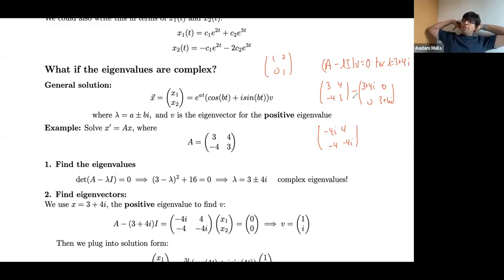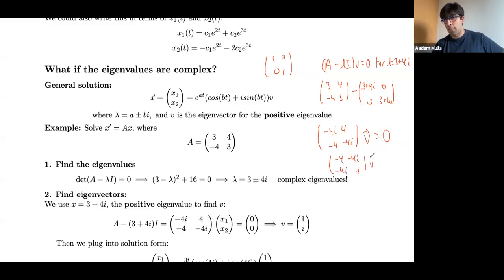Now the goal is to find a vector in the kernel. So we're looking for some vector times this equals 0. Now, you could row reduce, and here it'd be relatively simple. You could switch these two rows, so negative 4 comes to the top, then negative 4i, and then negative 4i and 4. Then you could divide the top row by negative 4, so you get 1 and then i. And then you could divide the bottom row by negative 4 too, so we get i and negative 1.